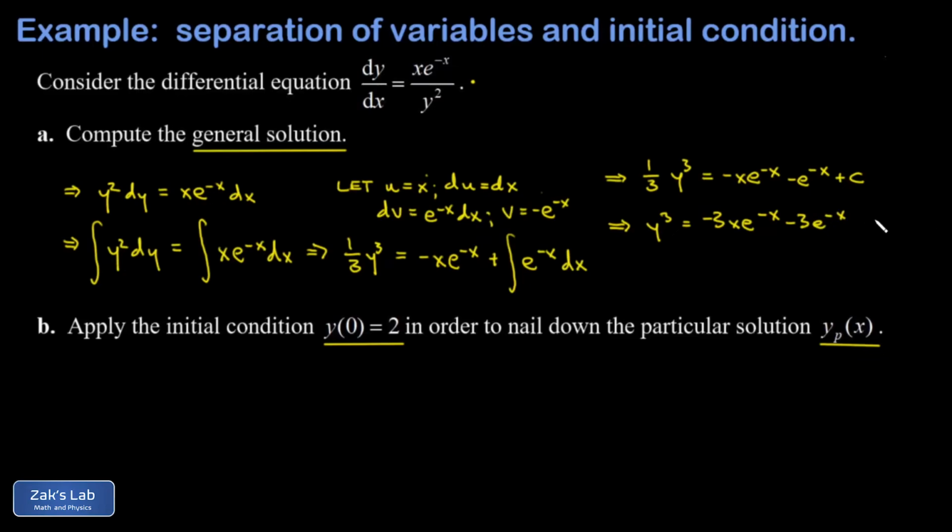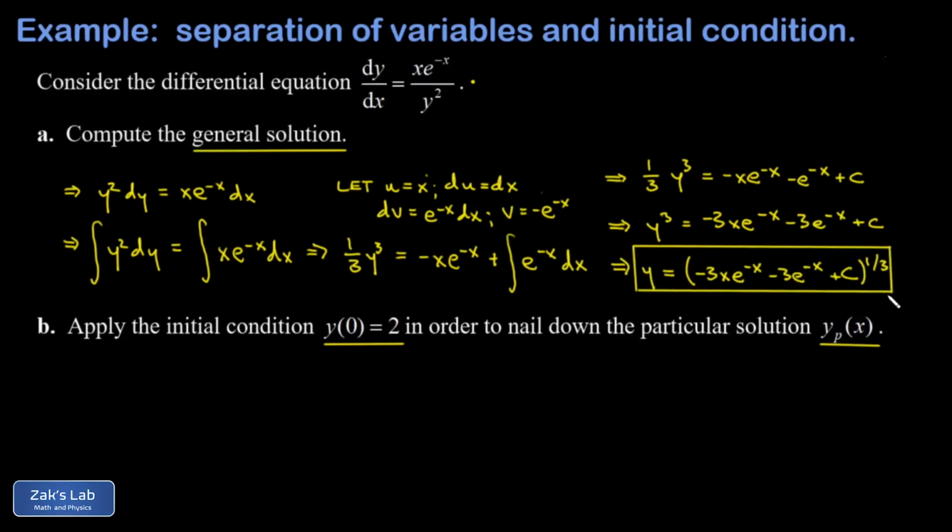And then I get 3 times an arbitrary constant, but that's just some new arbitrary constant, so I'm just going to write a plus c. Finally, I take the cube root of both sides, or I could write it as a 1/3 power, and I have my explicit solution. So there's the function y of x that satisfies the original differential equation.